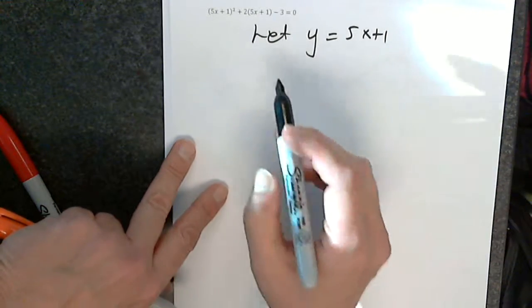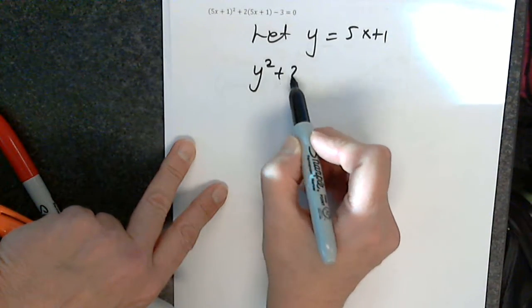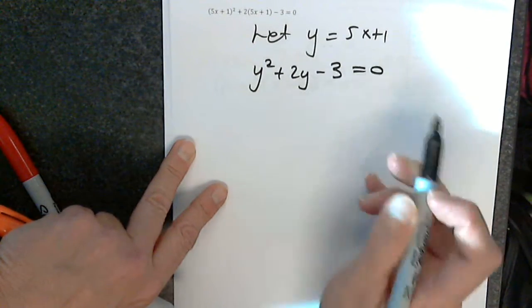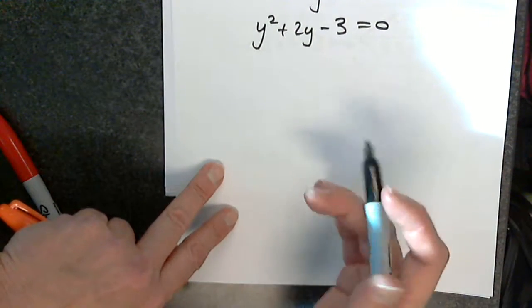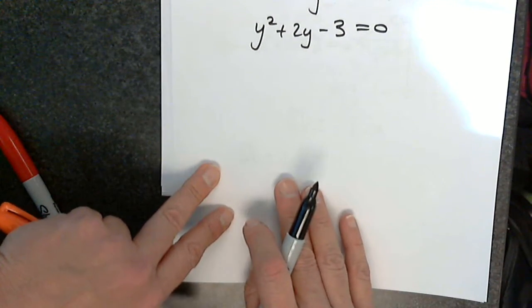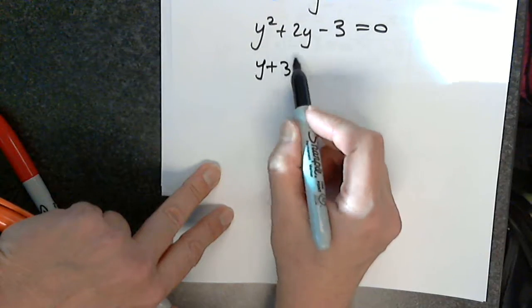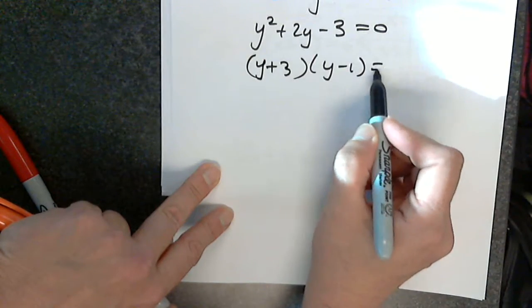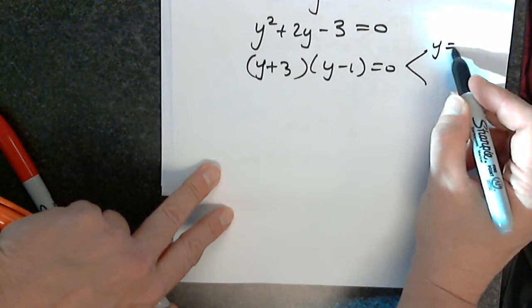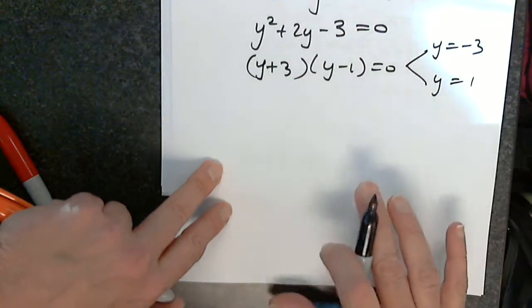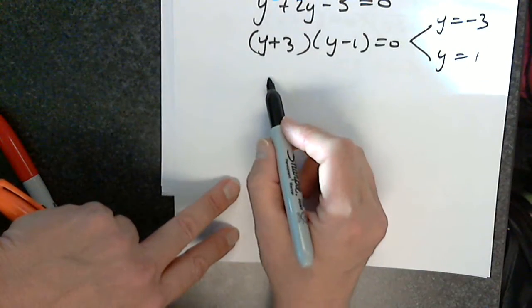Good. So now the equation will be. Good. This should be in your notes, actually. So this is y plus 3 and y minus 1. And there are two options, -3 and 1. And then you create new equations.